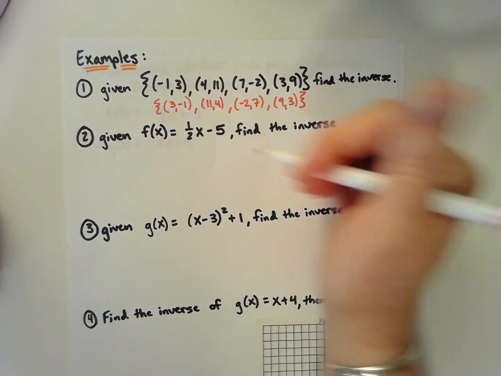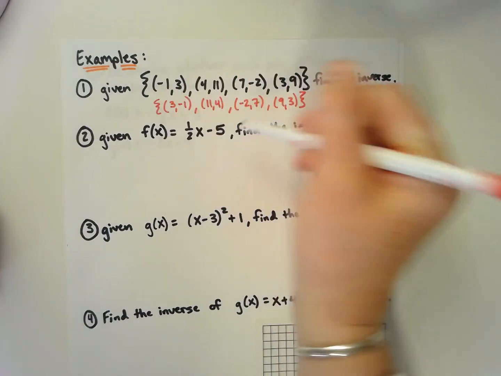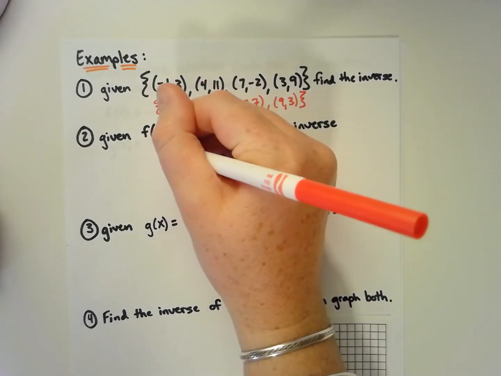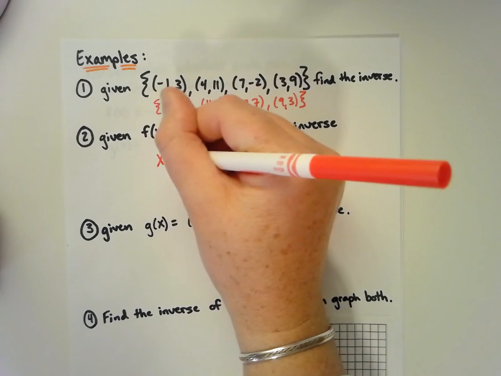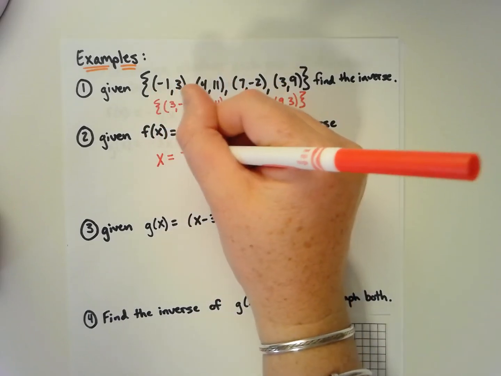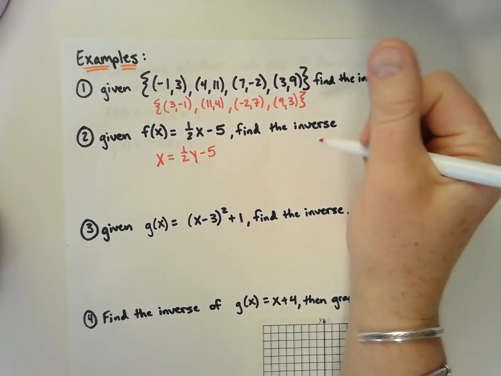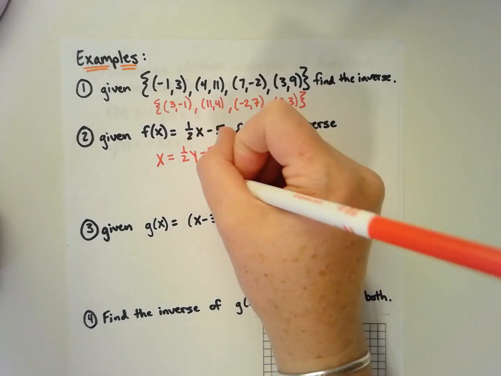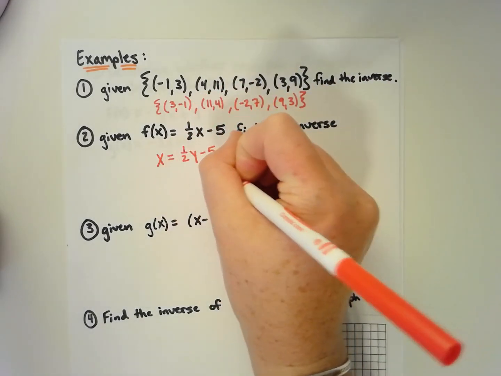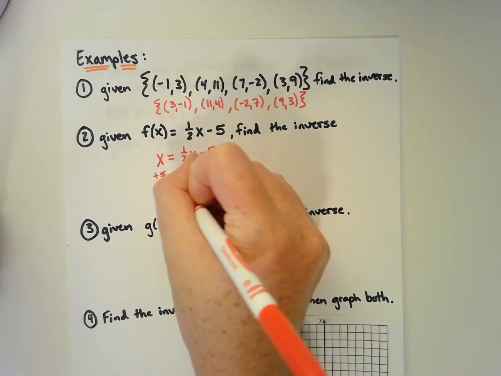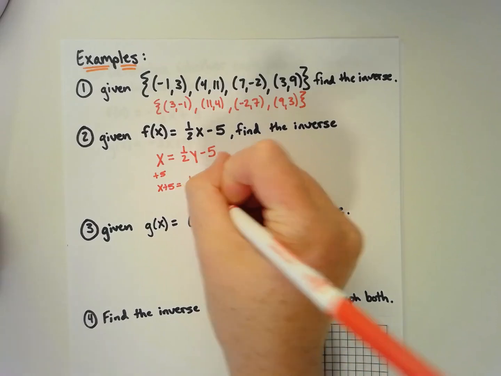For example 2, I'm given f of x equals 1 half x minus 5, and I'm asked to find the inverse. So using this as your y, I'm going to rewrite it as x equals and then make my x become y. So that's the switch x and y step. And now I'm going to solve for y. So I need to add 5 to both sides. So I get x plus 5 equals 1 half y.